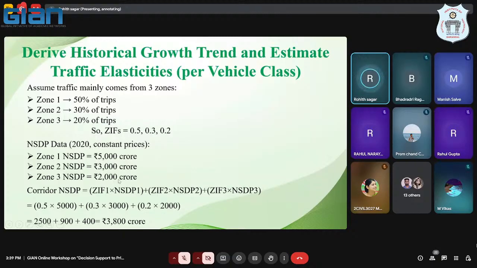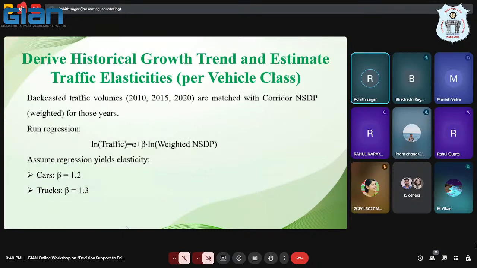If we are doing it practically for any highways, we need to collect not only for 2020 but also for 2019, 2018. So we can compare it with the AADT data, and we can do the regression model there. After calculating, we will get 3,800 crores as the NSDP weighted data after multiplying it with the zonal influence factor. After that, what we do is regression. We will run log linear regression for traffic data, AADT data, and weighted NSDP data.